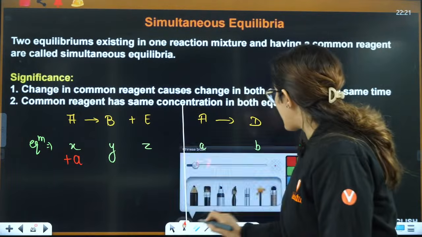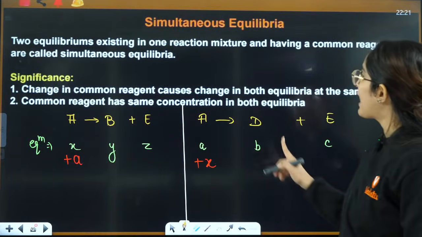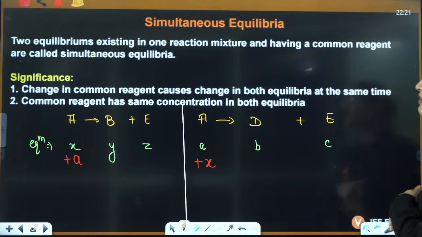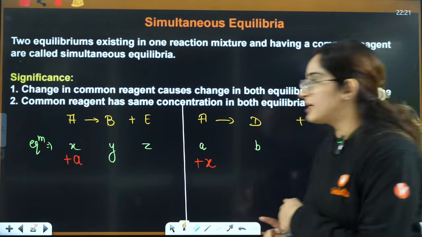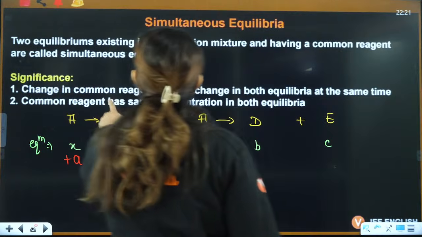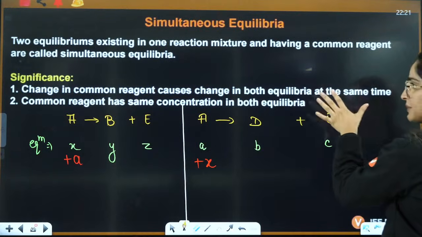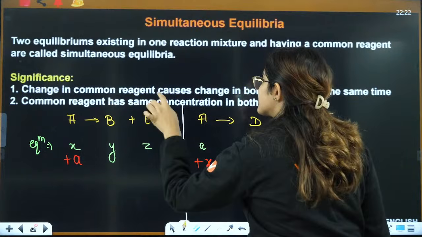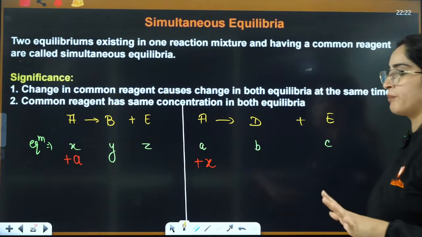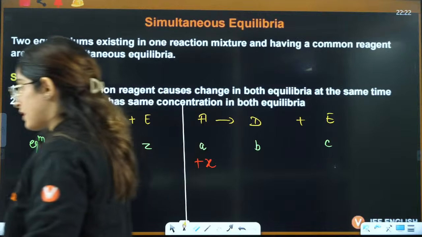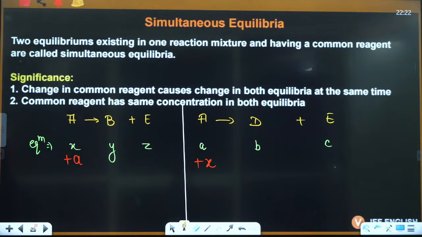So two equilibria existing in one reaction mixture having a common reagent is called simultaneous equilibria. Change in the common reagent causes change in both equilibria at the same time. Common reagent has the same concentration in both equilibria. Okay, right? Yes, everybody? Clear?